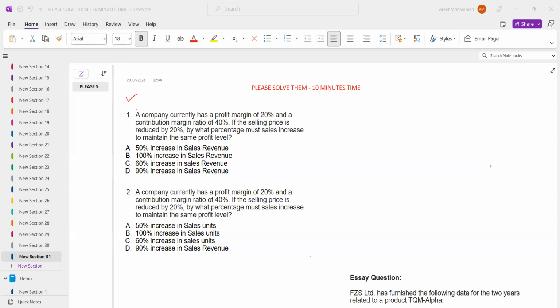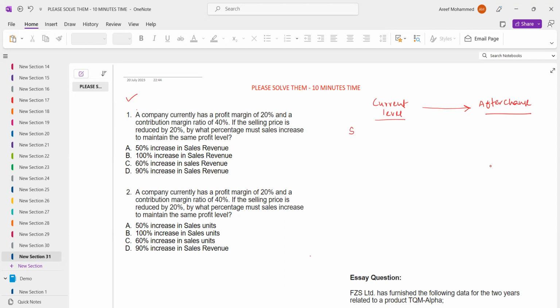First of all, current level, and then we'll go for after changes. So whenever these types of questions are given, it is better to take assumed figures.